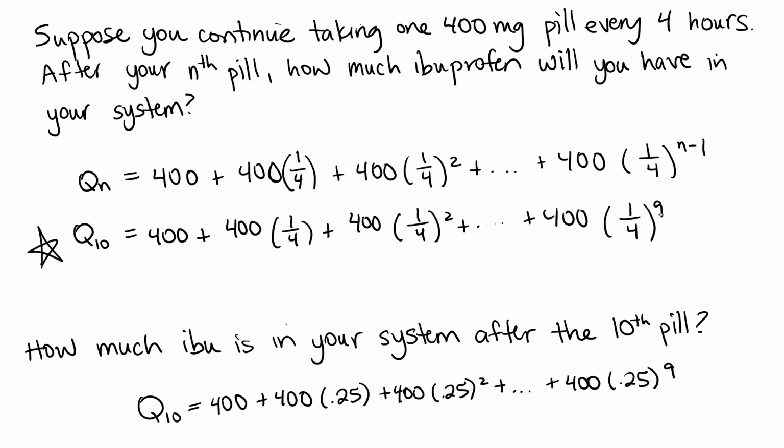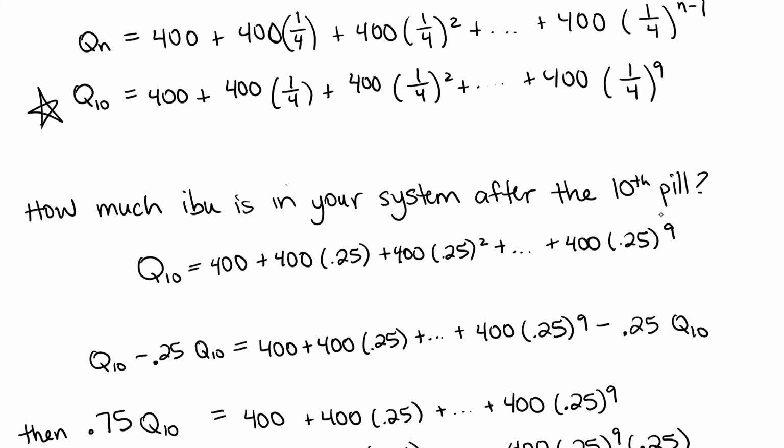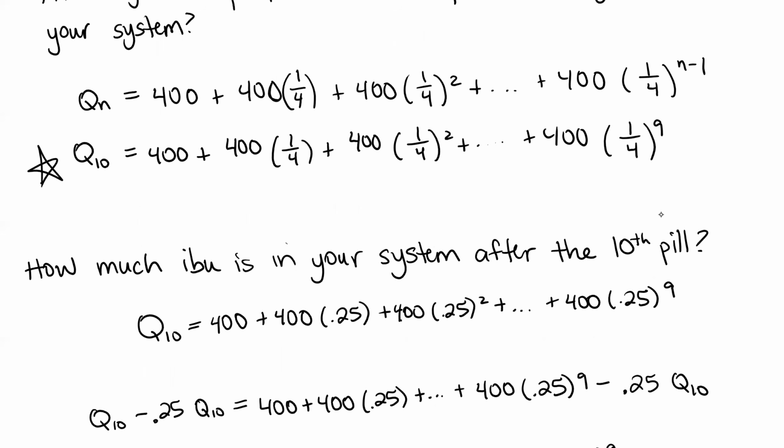Now, adding up all these numbers, punching them all in your calculator may not be the most fun thing. So let's find a shortcut to add up these 10 numbers. So to find the shortcut, we'll start with this equation for the amount in your system after the 10th pill. Now, the trick that we'll do is we will subtract off 0.25 times Q10.